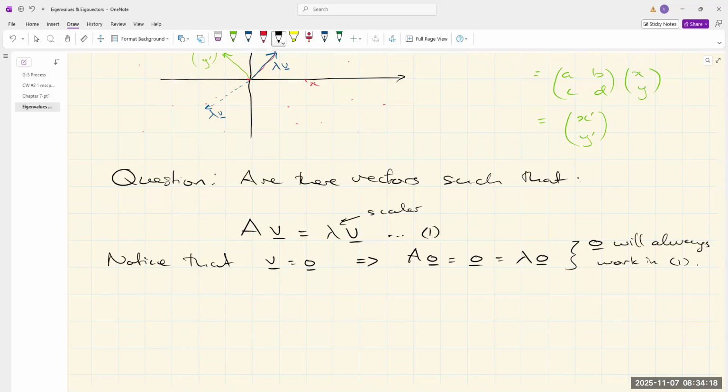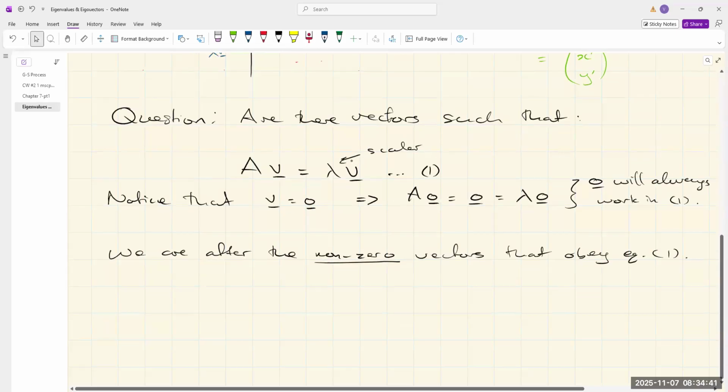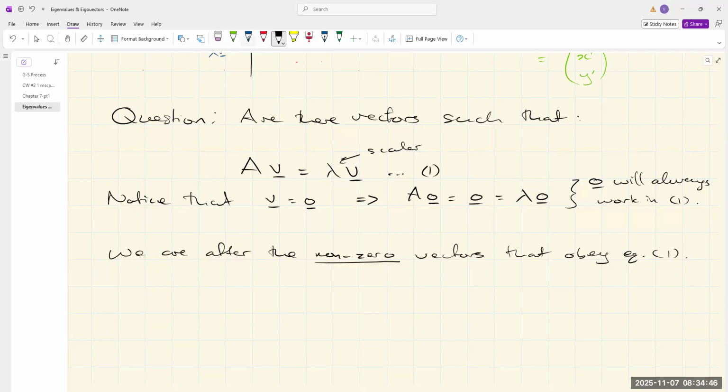Okay, so we are after the non-zero vectors that obey equation 1. So the main equation in this section is going to be this: a matrix times a vector. When I say vector, I'm thinking a column of numbers. Okay, a column of numbers. So maybe I should draw it like this. So this is a matrix. The matrix will always be square, by the way. Okay, eigenvalues and eigenvectors are only defined for square matrices. This is an n by n. This is n rows, one column. Okay.